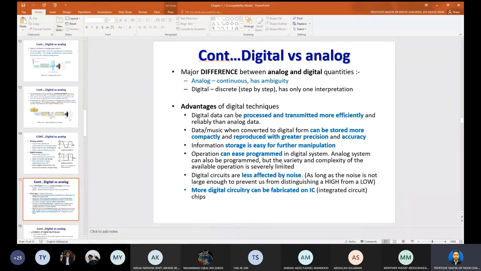So analog has a lot of noise. For example, if you measure the speed, there is a lot of noise. For example, noise may come from the wind or other environmental disturbances that will affect the analog signal, compared to digital. Because digital is discrete, step by step, the movement will be step by step. That's why it's less affected by the noise. So that is the advantage of digital techniques.